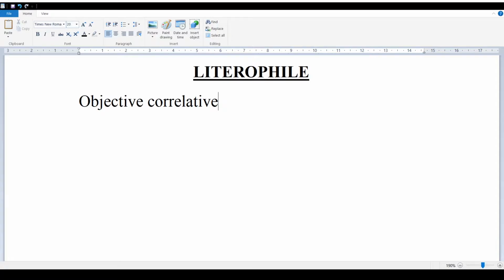Now, most of us associate this phrase with T.S. Eliot. Who is T.S. Eliot? He's considered the chief representative of modernism, and he has written quite a many critical essays. This phrase is often associated with T.S. Eliot because it was popularized by T.S. Eliot in one of his essays.